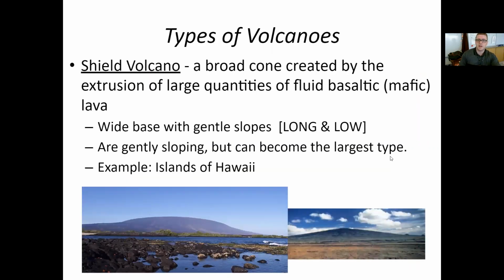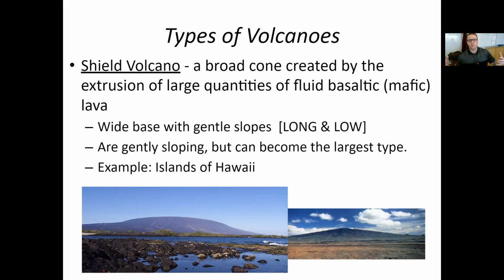So the first type we're going to look at are shield volcanoes. These are broad cone volcanoes created by the extrusion of large quantities of basaltic lava. Now, that's a lot of science words right there. Extrusion just means that lava is coming to the surface. It's going to be outside of the volcano. It's made out of mafic material. It's basaltic. So it's the same type of material that we'll see in basalt rocks coming up at our mid-ocean ridges and things like that.